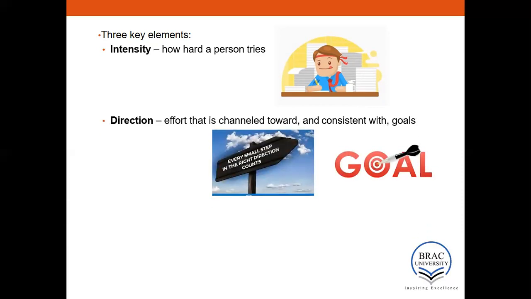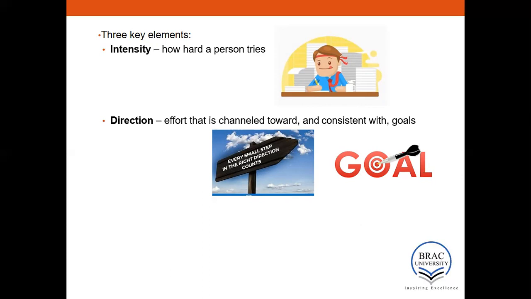Second one, direction. Effort that is channeled toward and consistent with goals. That means however you are giving your effort, that effort should be in the right direction.